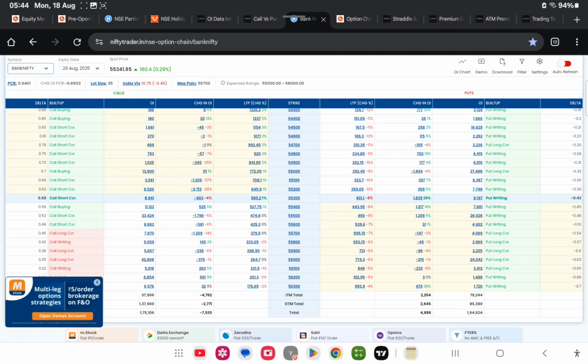So remember, when the monthly position of call writing does its profit booking, then the price action will go up. Okay, for BNF it's 85 versus 137, so clearly resistance is more for BNF.